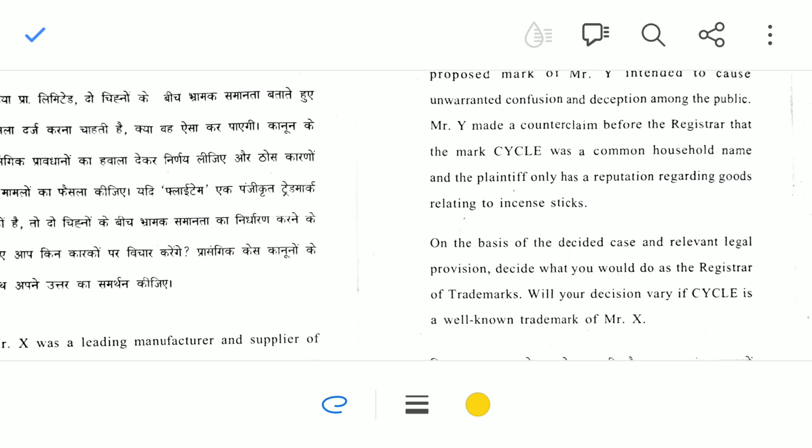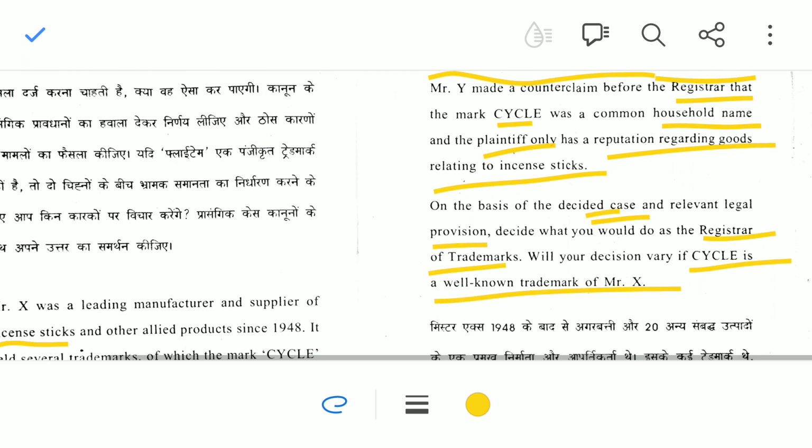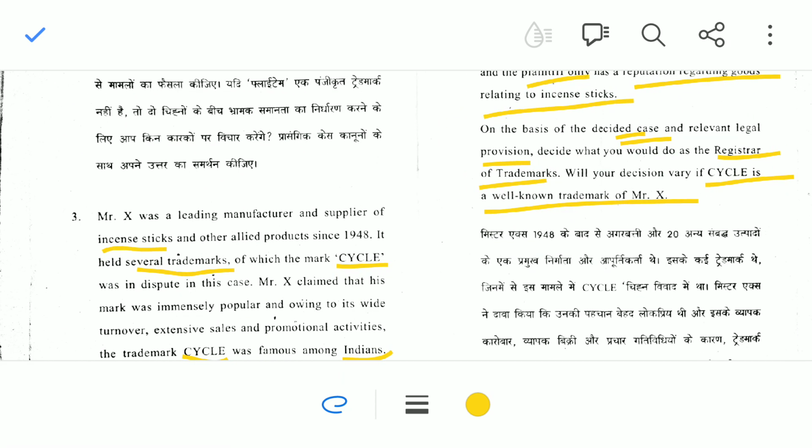On the basis of decided cases and the relevant legal provisions mentioned in our bare act of trademark, decide what you would do as a registrar of trademark. Will your decision vary if Cycle is a well-known trademark? You also have to define a well-known trademark in your answer. Now come to the next question.